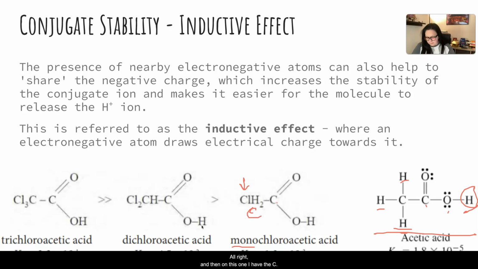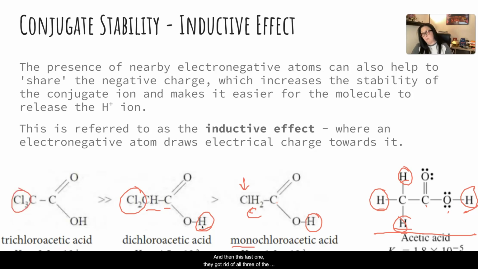All right, and then on this one, I have the C, and then the COOH. The acidic proton is here, just like it was here. But instead of 3 hydrogens, I now only have 1, and I have 2 chlorines, because it's a dichloro. And then on this last one, they got rid of all 3 of the hydrogens on the end and replaced them all with chlorines. So there's something called an inductive effect.